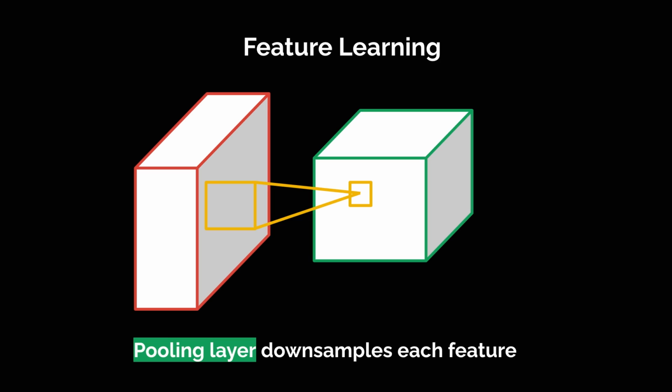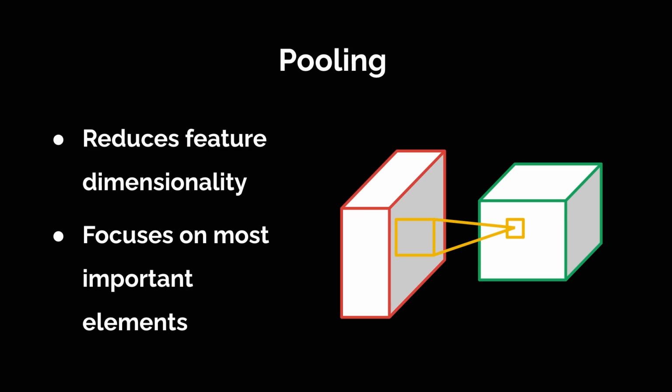Then after that, you'll commonly have a pooling layer as well in your traditional convolutional neural network. The pooling layer will downsample each feature, and this helps us reduce the number of features we have, feature dimensionality. It's going to reduce the data that is required to represent an image. And it does that by focusing on only the most important elements of an image.